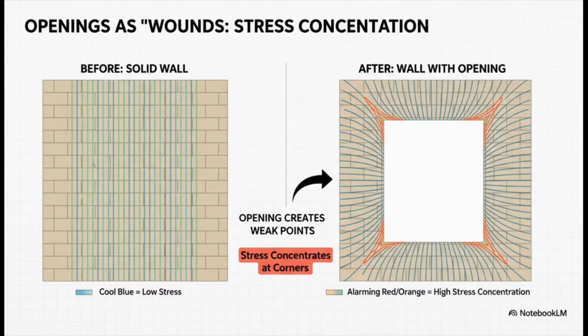Every door and every window is basically a wound that you have to cut into a wall's structural fabric. In a solid wall, the stress flows smoothly down from the roof to the foundation. But an opening completely interrupts that flow. It forces all that stress to concentrate dangerously right at the corners. This creates massive weak points and just tanks the wall's ability to resist the side-to-side shearing forces of an earthquake.